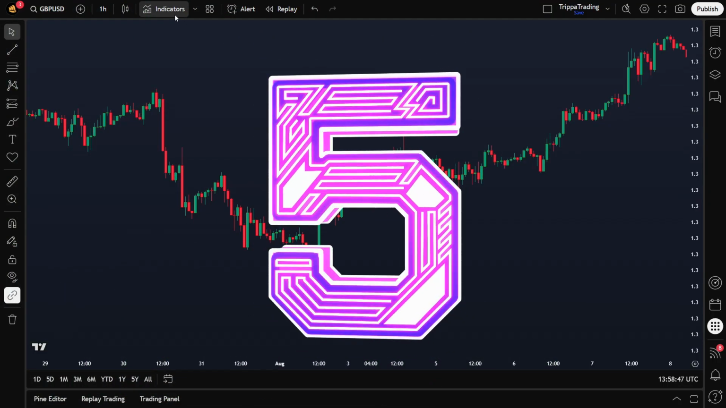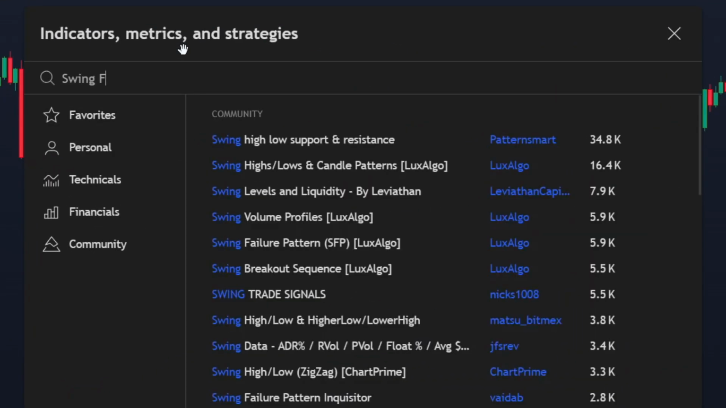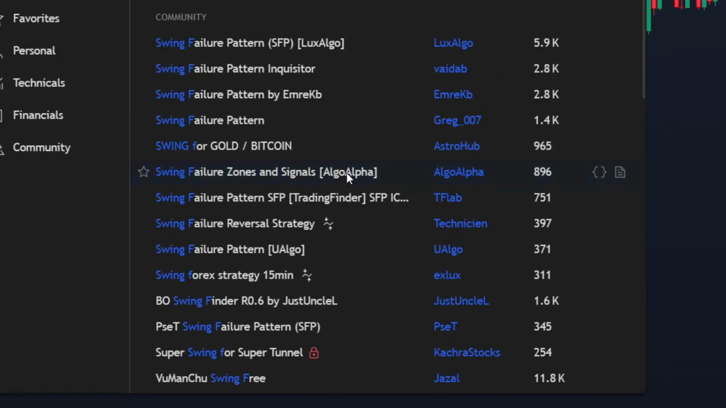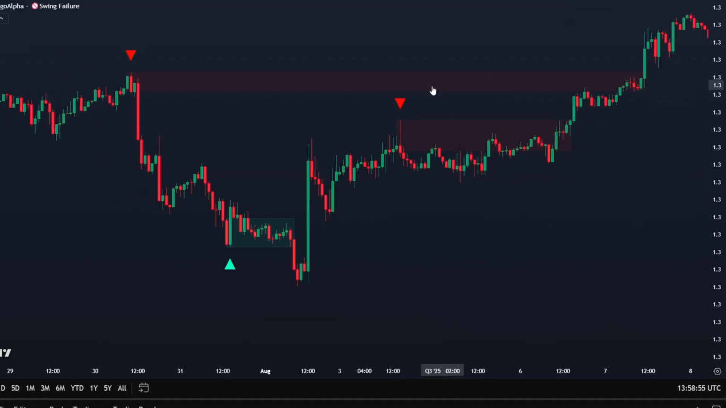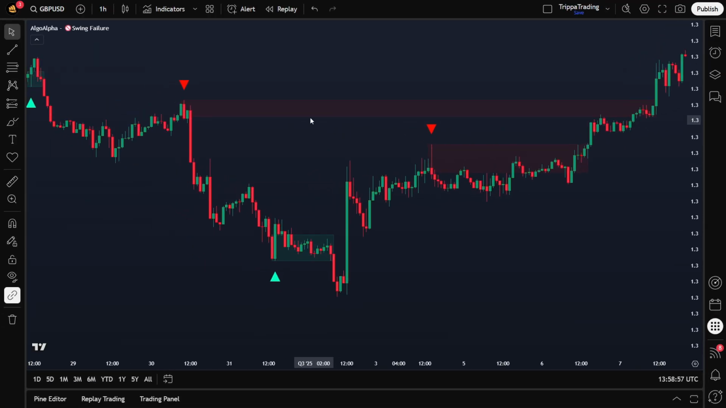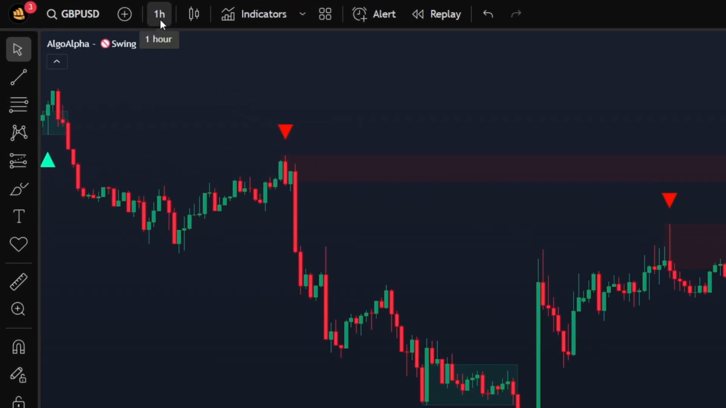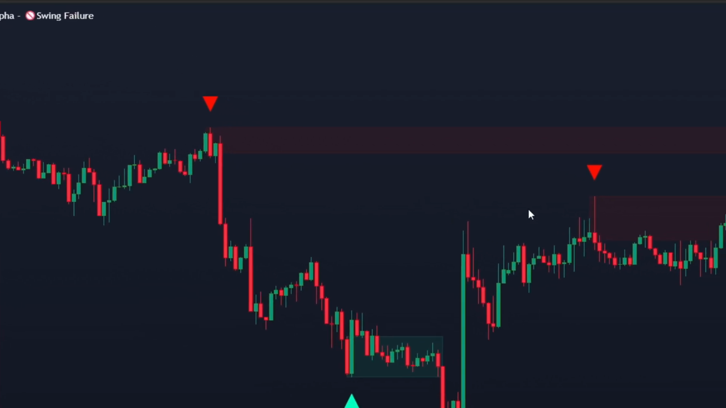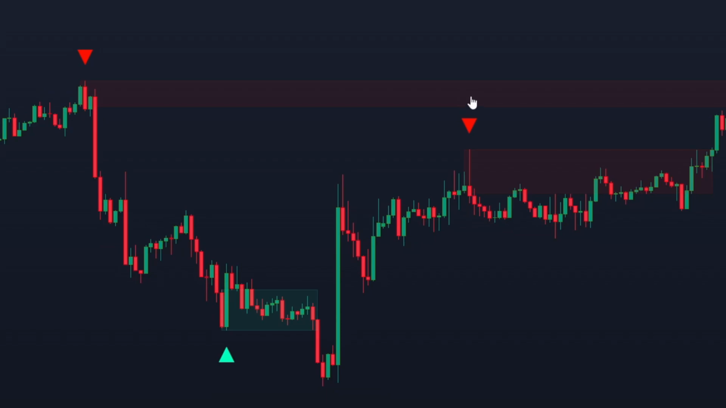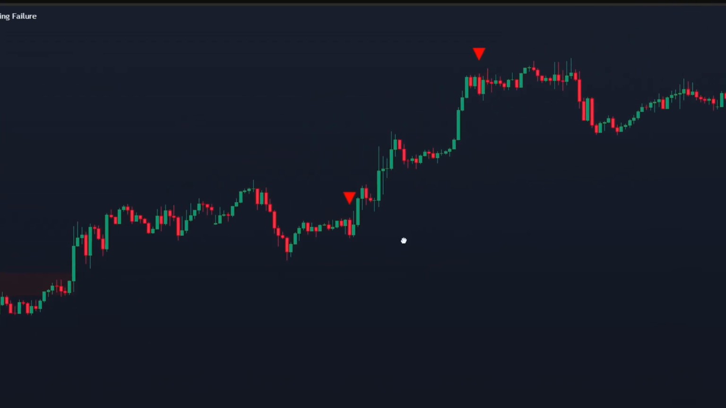Let's start with number 5. It's called Swing Failure Zones and Signals by Algo Alpha. This one is designed to catch potential swing failures and plot clear bullish and bearish signals on the chart. The best time frame for this indicator is the 1-hour chart. As soon as I add it, you can see it plotting zones and arrows where swing failures happen.